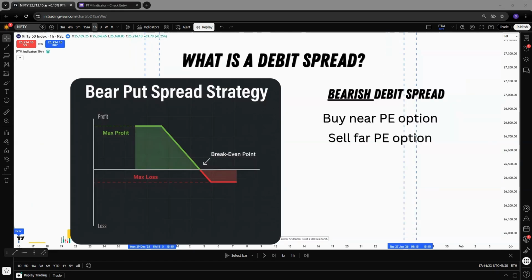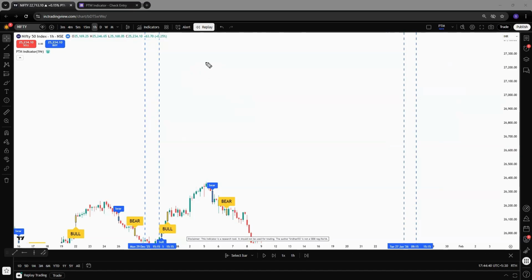In the bearish case, it's the exact opposite. I'm buying a near put option and selling a far away put option. This is a debit spread. It is the exact opposite of your credit spread. All right. Now, what did I teach you regarding money management? 5 lakh is required for any portfolio. 5 lakh is required for any portfolio.